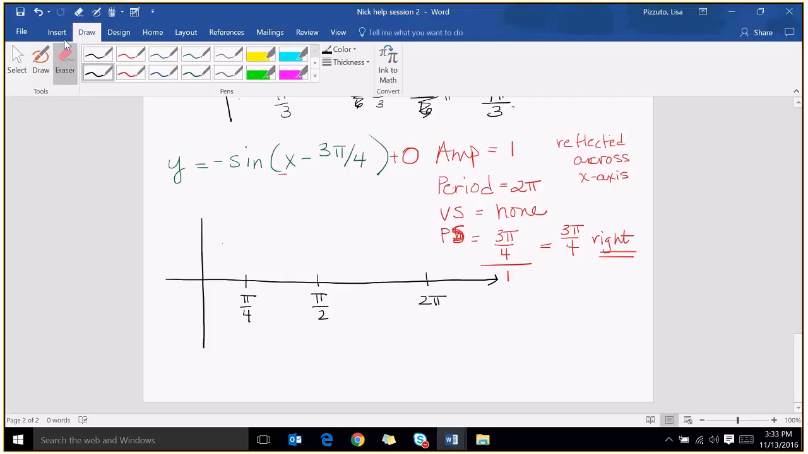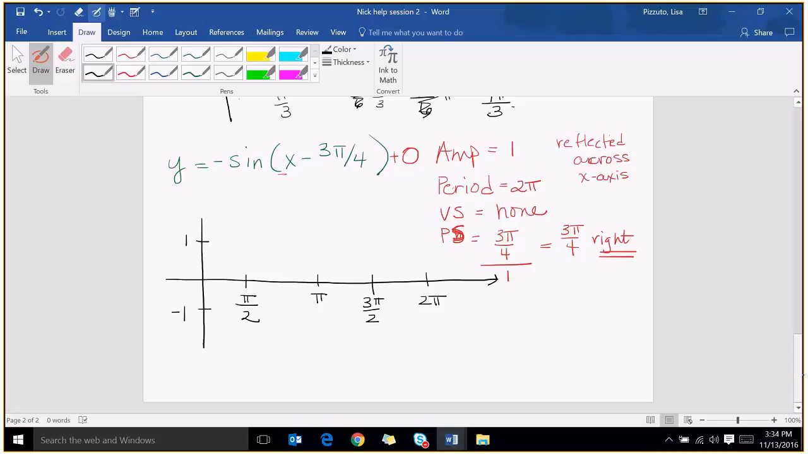Let me grab that eraser. Okay, give me a second. That's pi, and this is pi over 2. So that's 1/2, 2/2, and then 3/2, right? Yep, 3 pi over 2. Your amplitude is 1, so it's still going from 1 to -1.